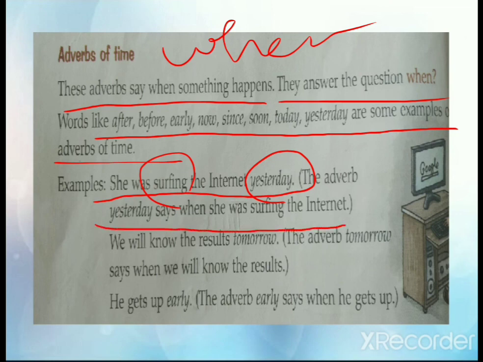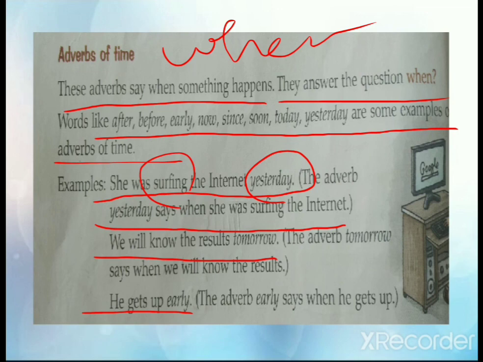Okay. Now we will know the result tomorrow. When are you going to know the results? Tomorrow. You're not taking a particular date. You're showing time, tomorrow. So that word is giving you the answer of when is the result? Tomorrow. Okay. He gets up early. When does he get up? He gets up early. Every day he gets up early. So that is adverb of time.